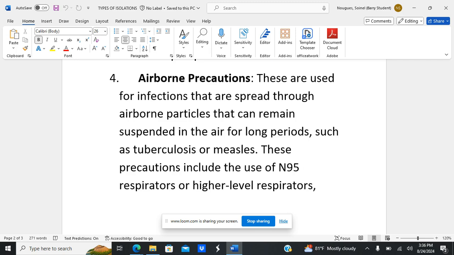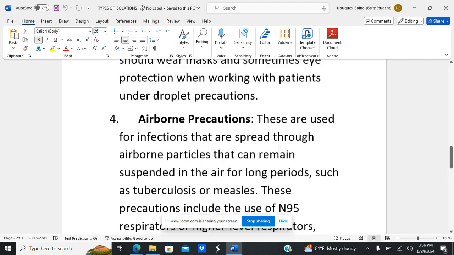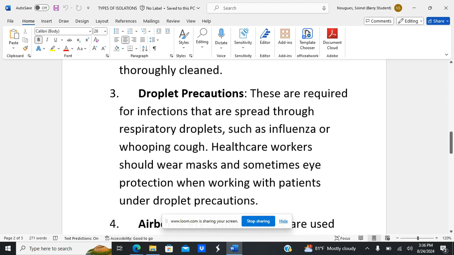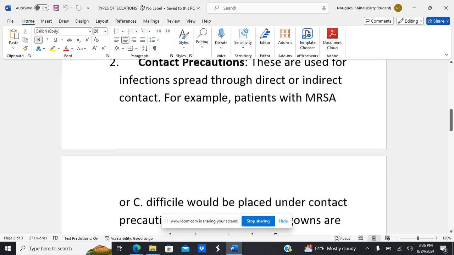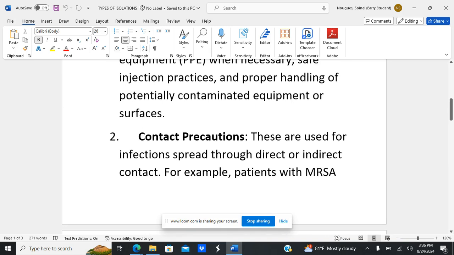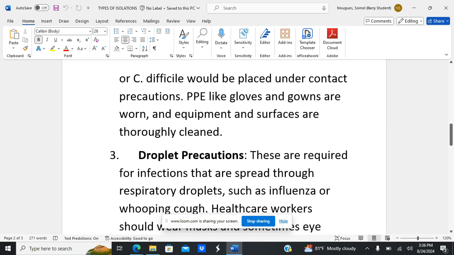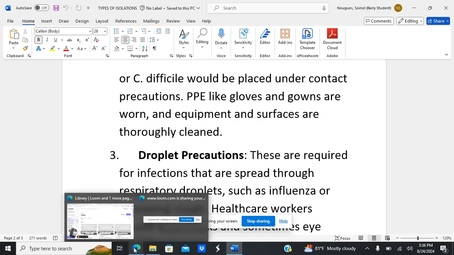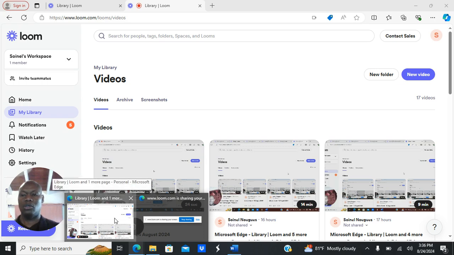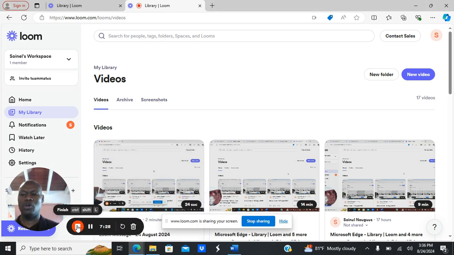They're going to ask you questions about airborne precautions, droplet precautions, and also contact precautions. They're going to ask which patient requires contact precaution, and which patient requires droplet precaution. If you know those precautions really well, you will answer these questions. Trust me, you will.